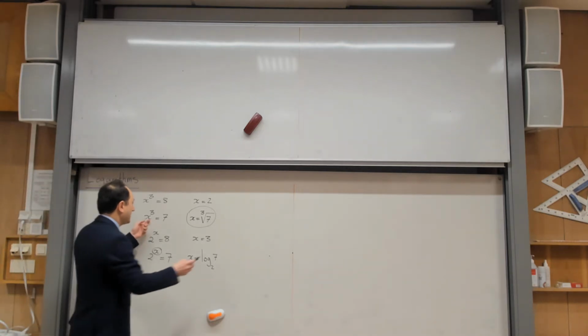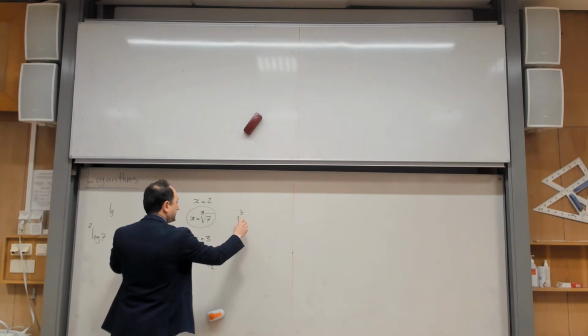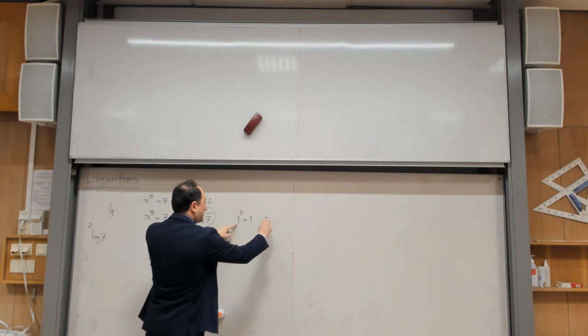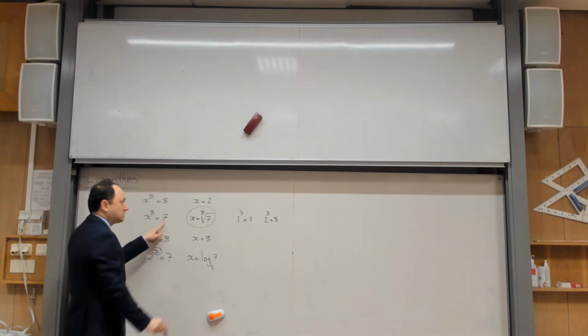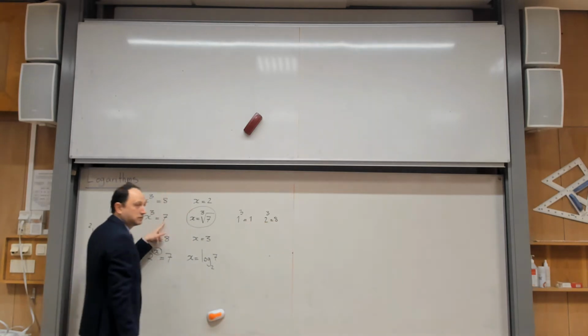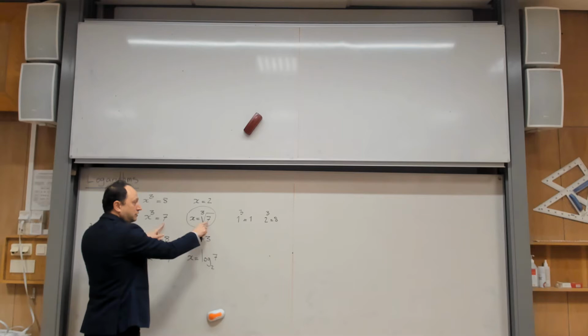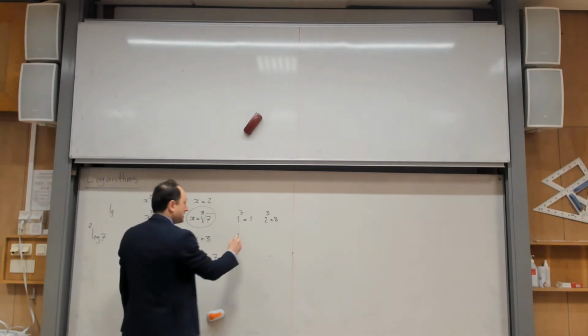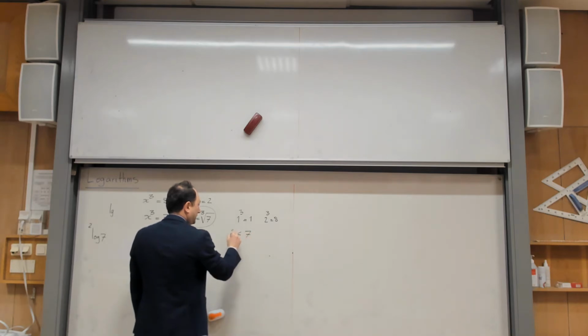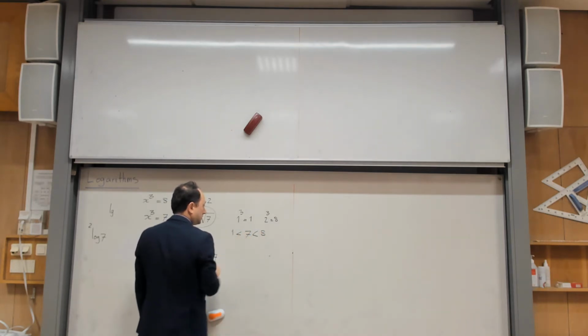Yes, because if I have 1 to power 3, it becomes 1. And after 1, if I write 2 to power 3, it becomes 8. But 7 is somewhere between 1 and 8. So the third root of 7 should be somewhere between 1 and 2. Yes? Because 7 is between 1 and 8. But this means that the third root of 7 is between 1 and 2.